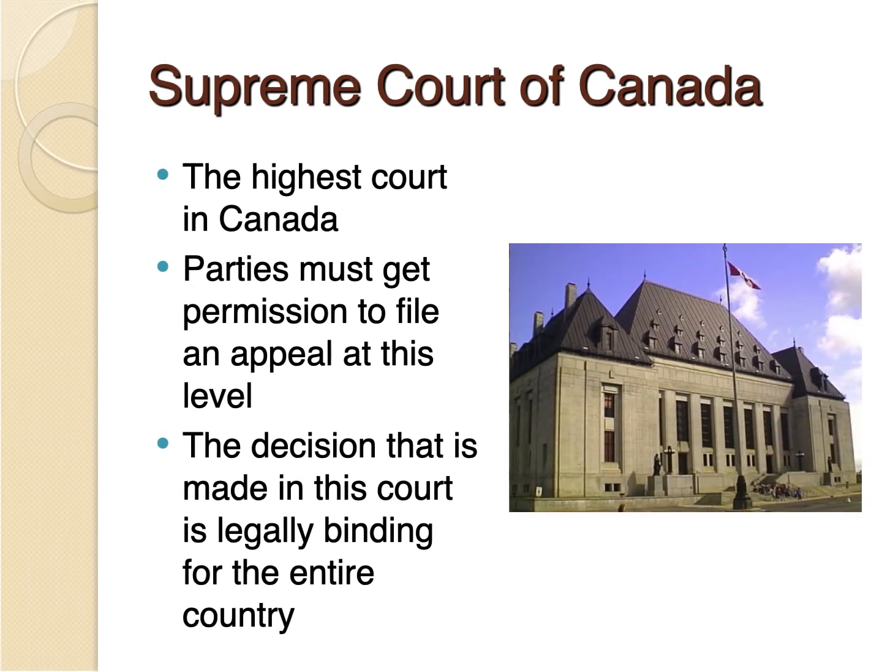Now, as I mentioned before, the Supreme Court of Canada is the highest court in the country. It is located in Ottawa, Ontario, being the capital. For anyone who has a case there, parties must get permission to file an appeal at this level. And the Supreme Court is the highest level of court, which makes this court's decision legally binding not for the party or the individual, but for the entire country.